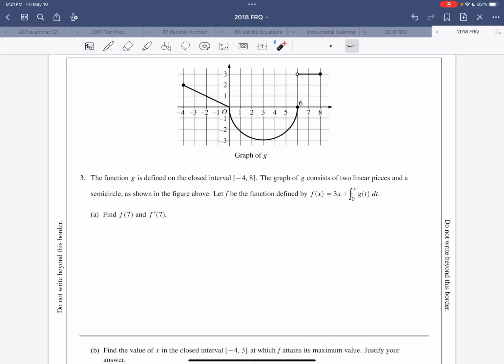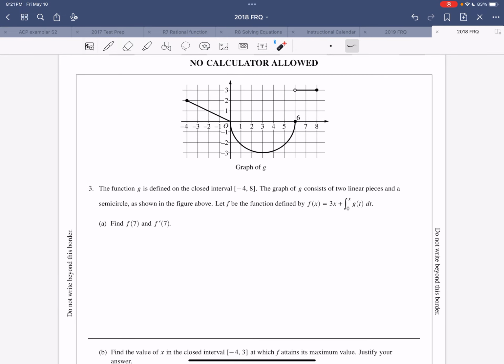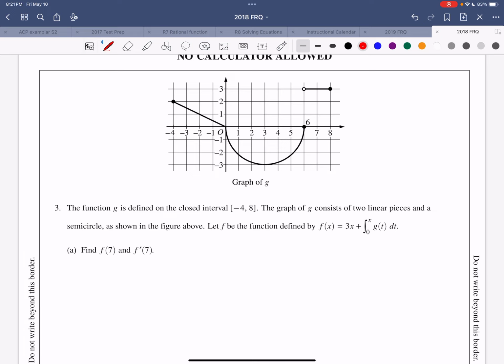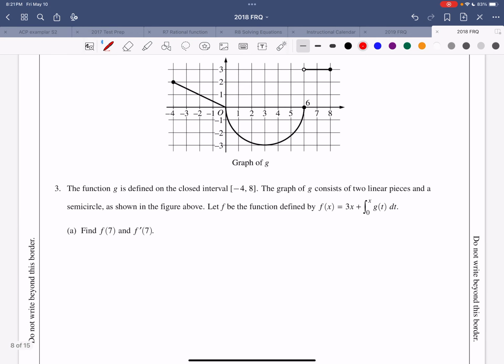Okay, this time I will go over the FRQ 2018 non-calculator session. It's going to be simple. The question is asking to find f of 7 and f prime of 7. How you do this one is very simple, but let me use a blue pen because the colors will change while I'm going over this one.